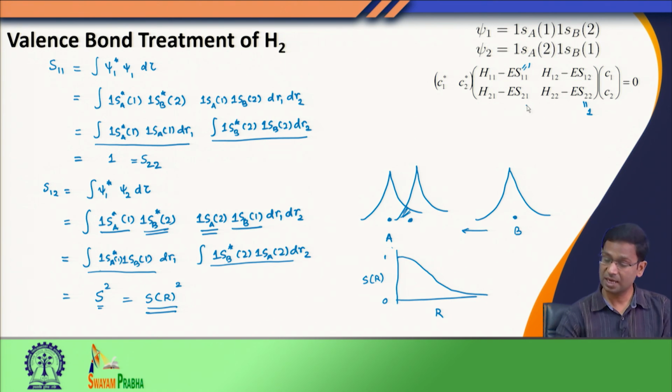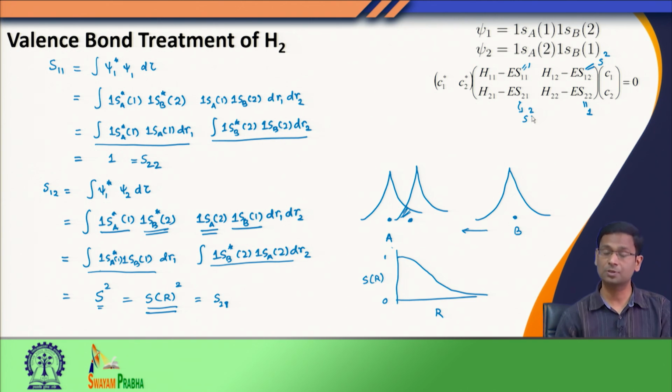So we see that S11 becomes 1, S22 becomes 1, and S12 is what we obtained as S square, where S is simply the overlap of the 1sA and 1sB orbitals. Similarly, you can show that S21 is also going to be the same.